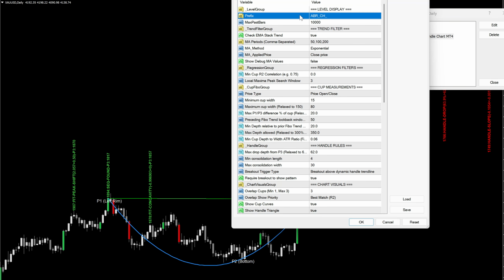Now this is the prefix which it will use to draw these objects, and it will look through 10,000 past bars. You can set this to much lower if you're only interested in the new and ongoing patterns. And this, as we talked about, will check for the overall ongoing trend using EMAs. You can also debug the MA values, then you will get all the debug messages in your logs. Now regression filters, we already talked about this. This is the default value.